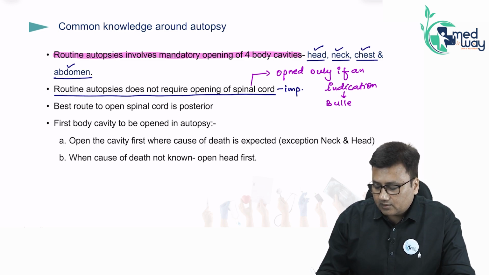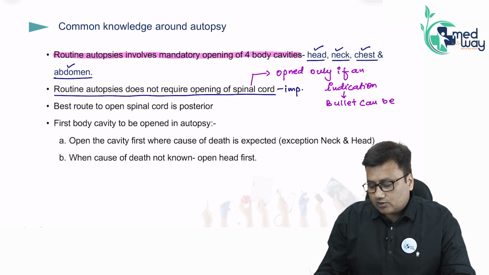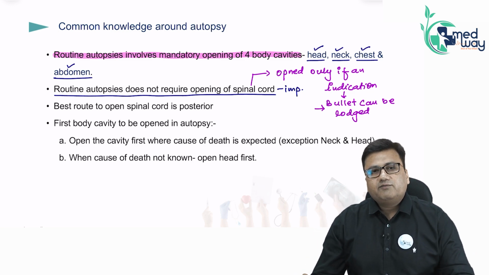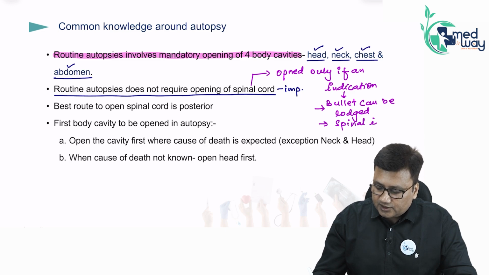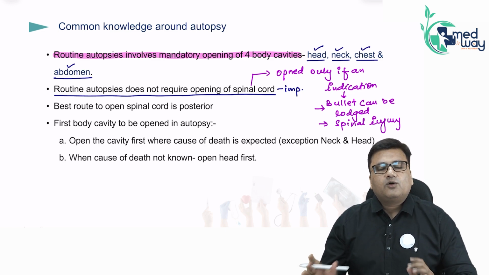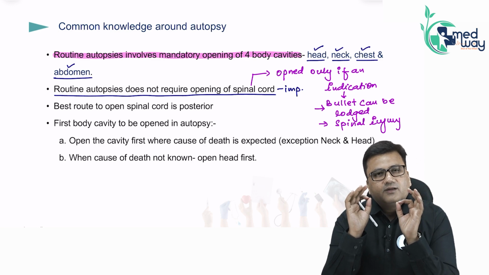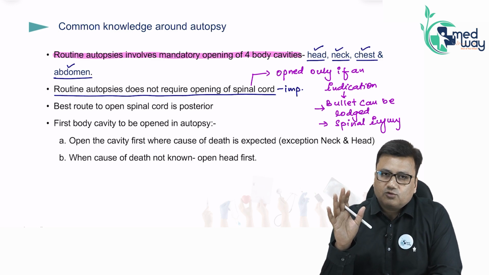One very important reason could be that a bullet can be lodged. If a person has been shot and the bullet has hit the vertebral column and lodged inside the spinal cord, or there is a spinal injury, it could be a case of spinal concussion or any other spinal trauma sustained by the person. So, if there is a special indication for opening the spinal cord, then only is the spinal cord opened.